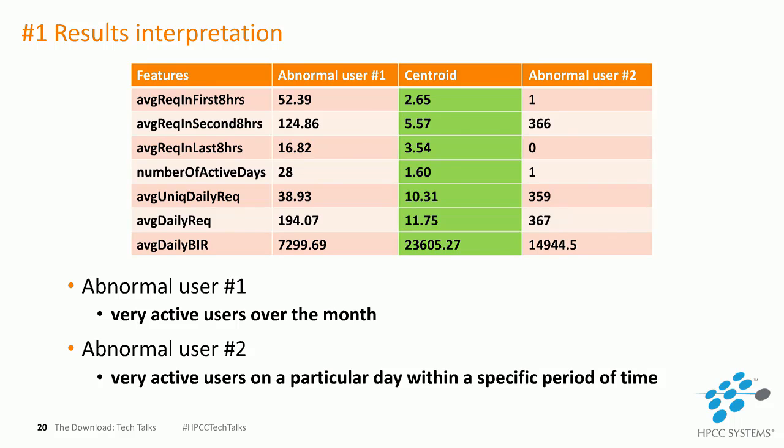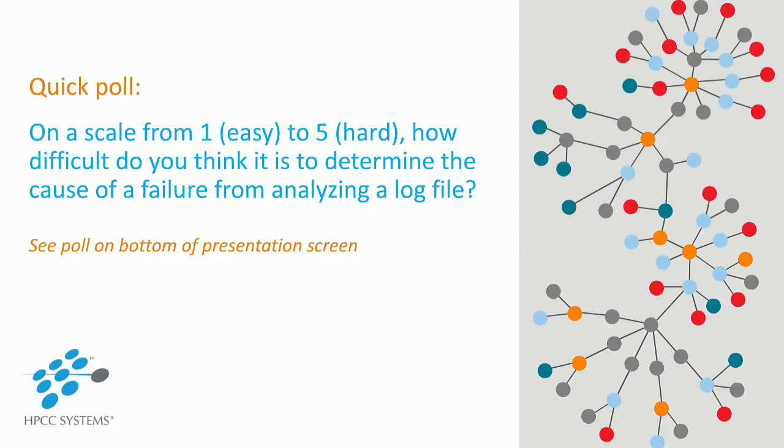On a scale of 1 to 5, 1 being easy and 5 being hard, how difficult do you think it is to determine the cause of a failure from analyzing a log file? You have to answer between 1 and 5, and the results of the poll question will be given again at the end of the presentation.